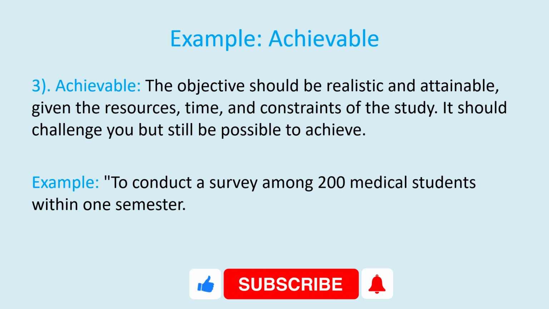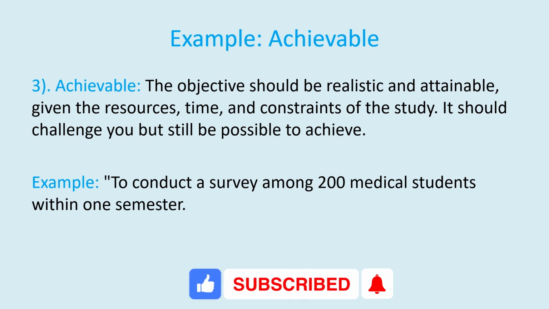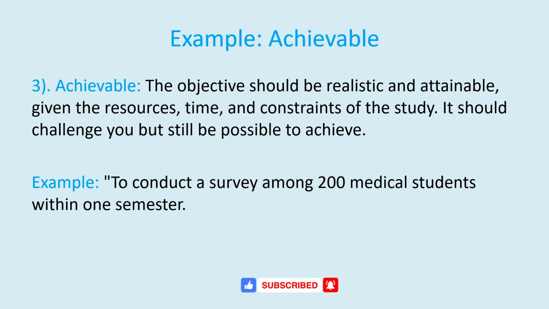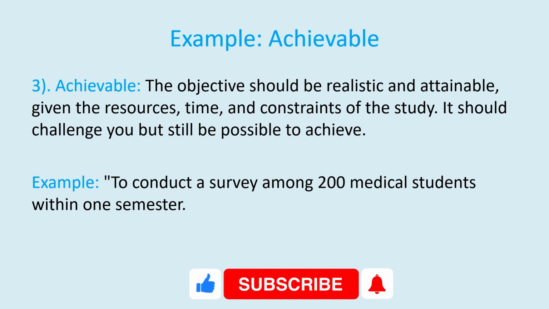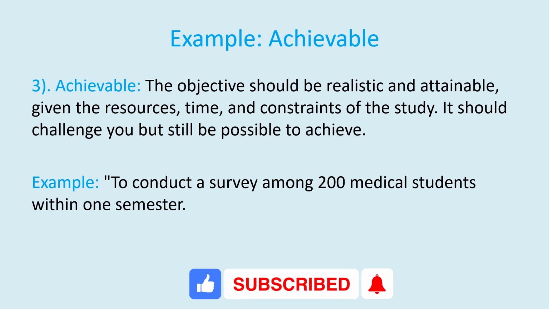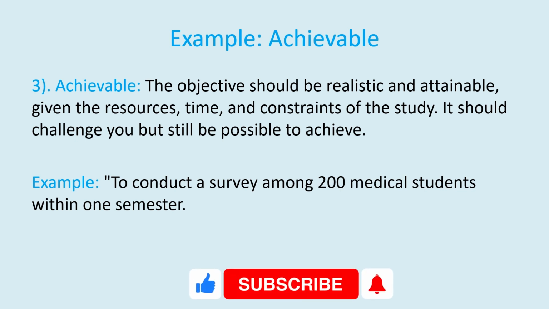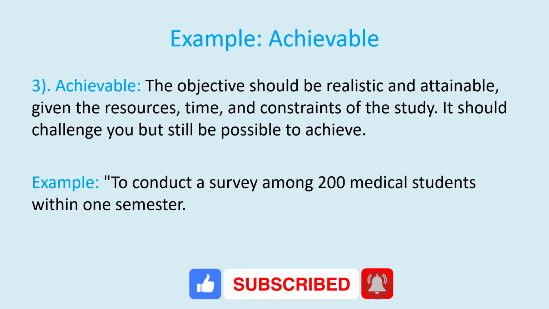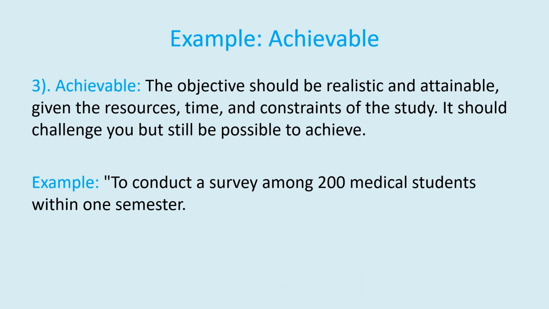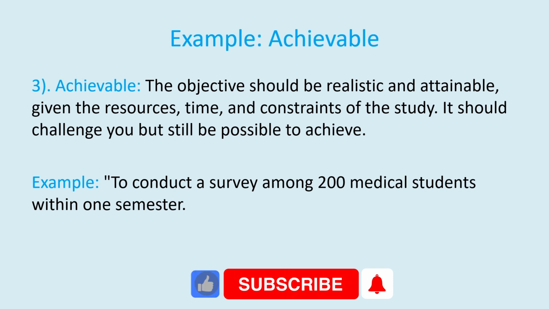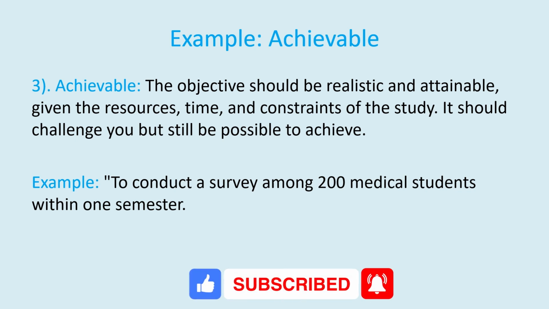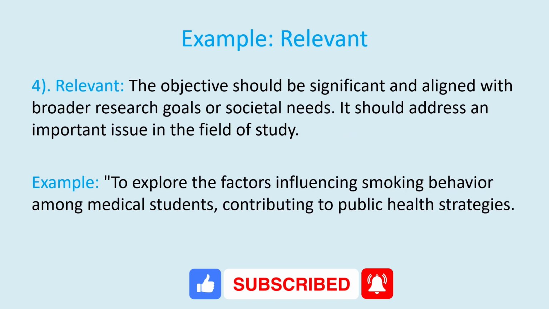Example of achievable. Achievable. The objective should be realistic and attainable given the resources, time, and constraints of the study. It should challenge you but still be possible to achieve. For example, to conduct a survey among 200 medical students within one semester.